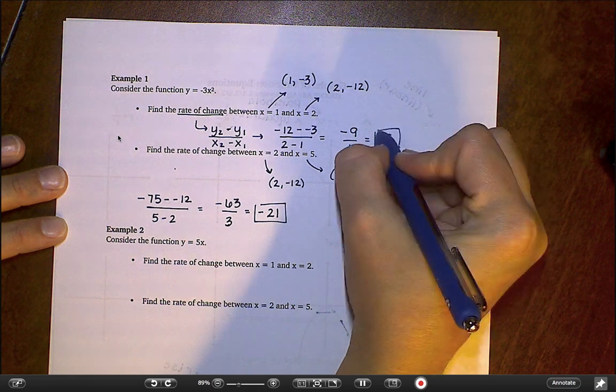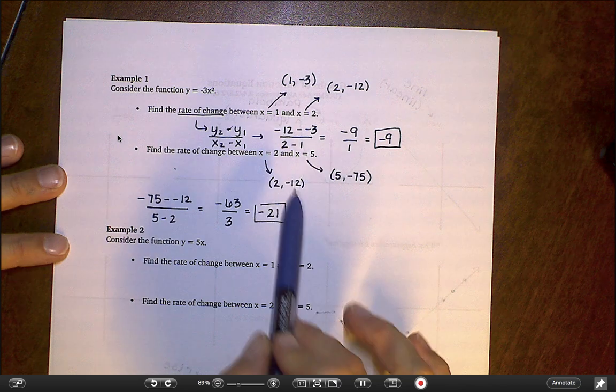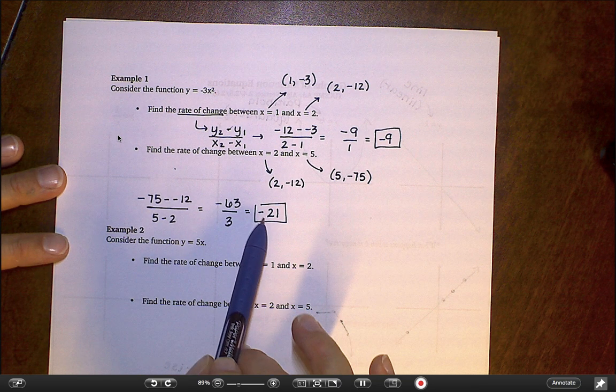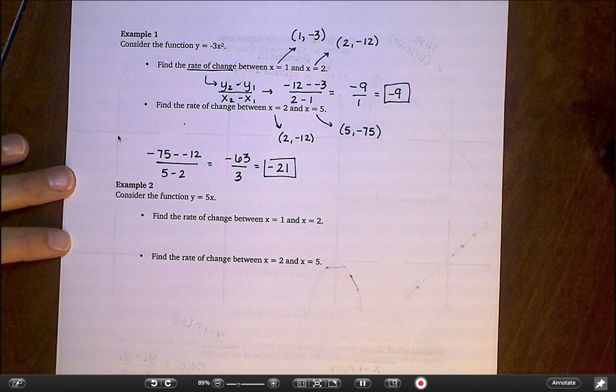And so what this is really saying is if I were to look at this thing on a graph and I were to look between 2 and 5 and kind of connect that segment in there, that segment would be much steeper. It drops much faster than this one does. Okay? So now let's look at what happens when we do that with a linear function.